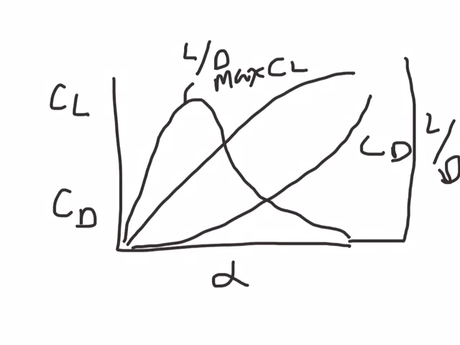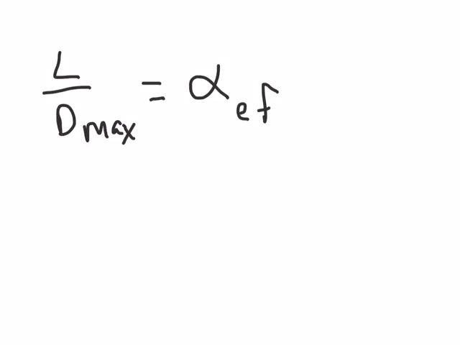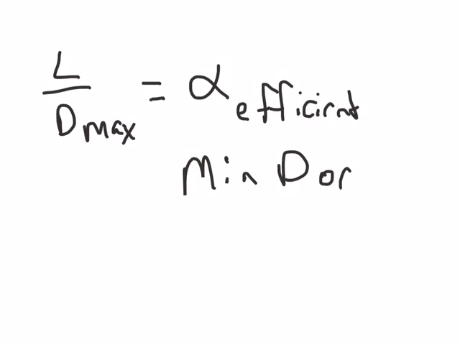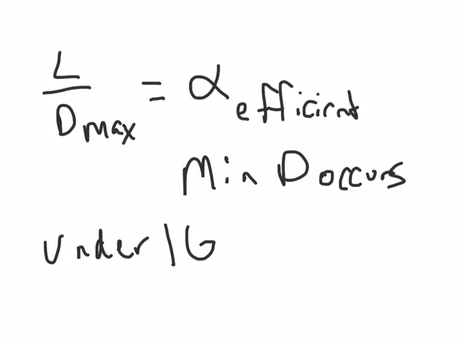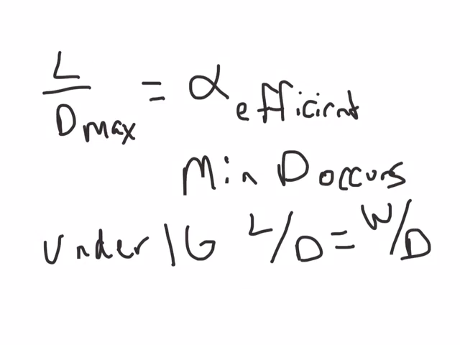So the highest point in this curve is important because this is L over D max, and L over D max is going to be your most efficient angle of attack and where minimum drag occurs. And if we're under 1G flight, which most of us are in general aviation and commercial aviation, lift to drag is going to be equal to weight divided by drag.